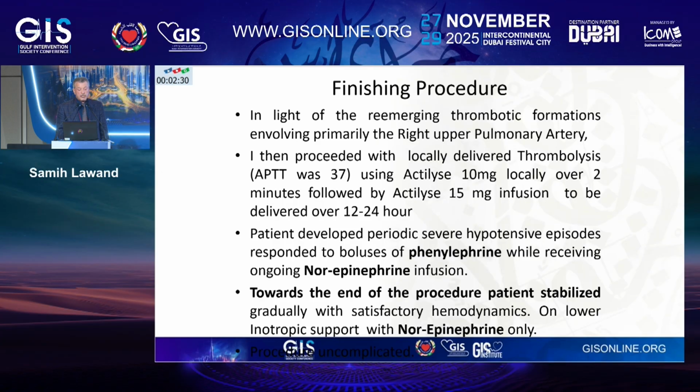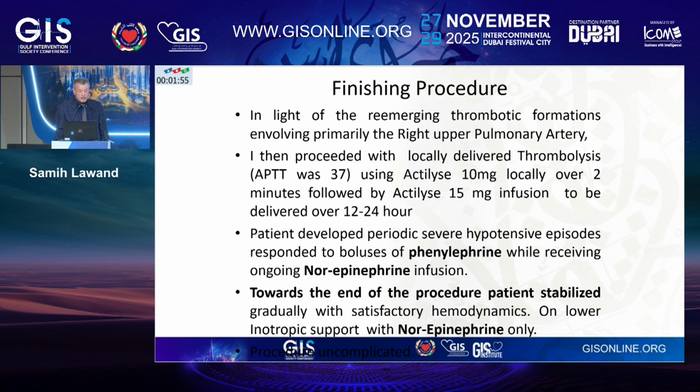Anyway, with re-emerging thrombotic formations, particularly over the right upper and to a degree the other parts, I proceeded with locally delivered thrombolysis. It is not the typical technique, but this is at least something to be done for this lady. Although she had received full thrombolytic therapy at 1 a.m., this is around 7 a.m., the APTT was normal, so we agreed to continue. Lysis was given, followed by an infusion over 12 to 24 hours.